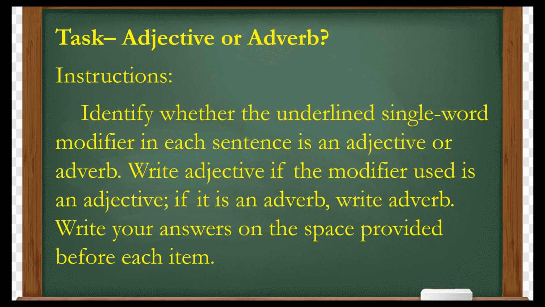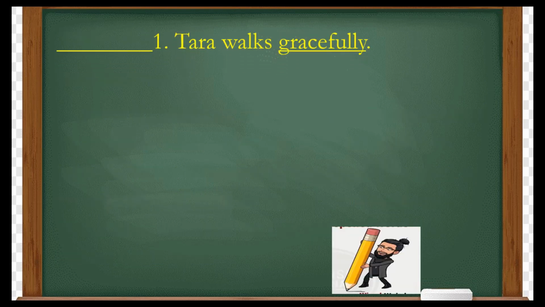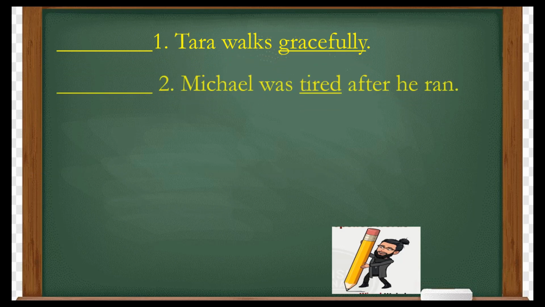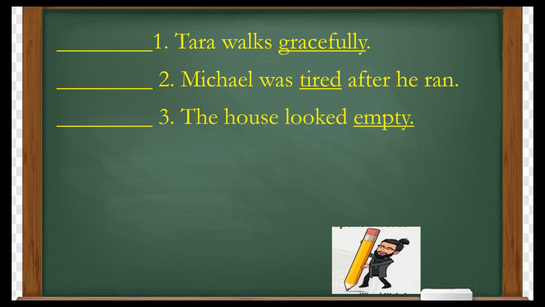Number 1. Tara walks gracefully. Number 2. Michael was tired after he ran. Number 3. The house looked empty. Number 4. You write so neatly. Number 5. Those flowers look colorful.